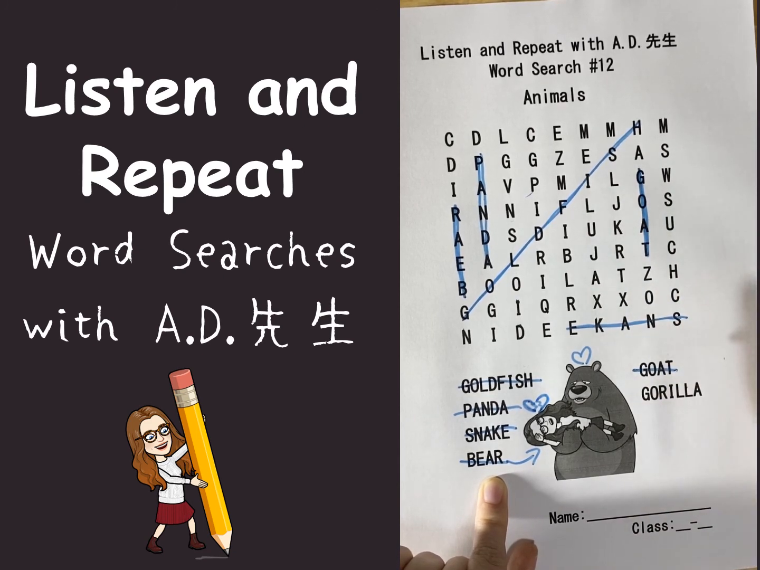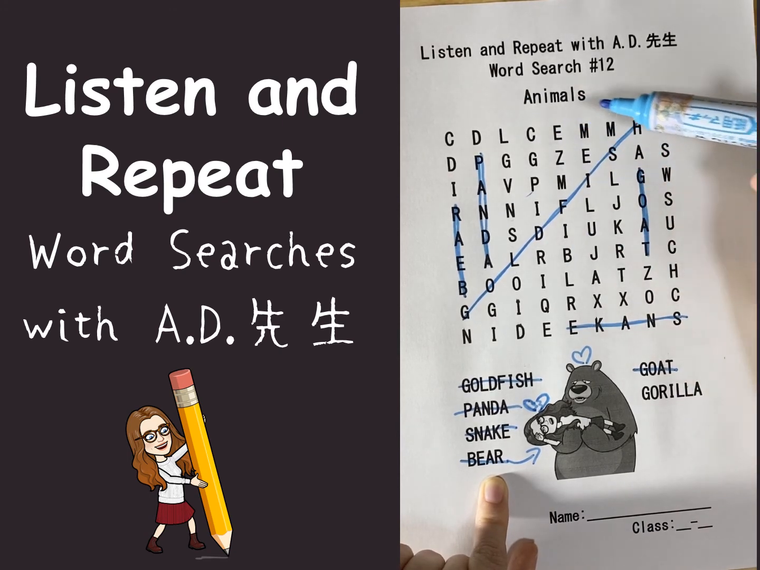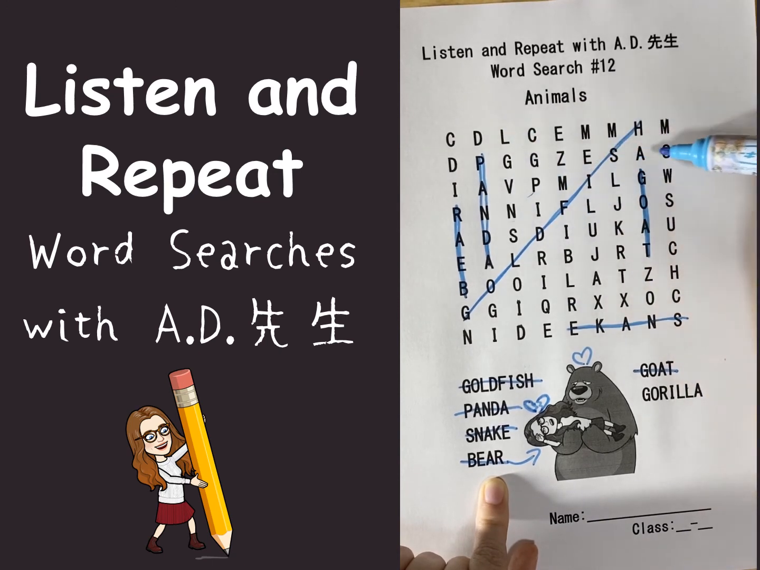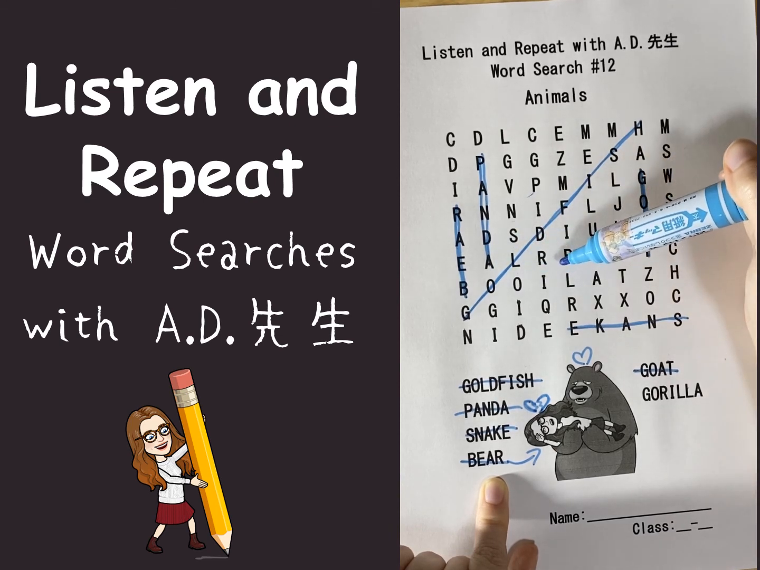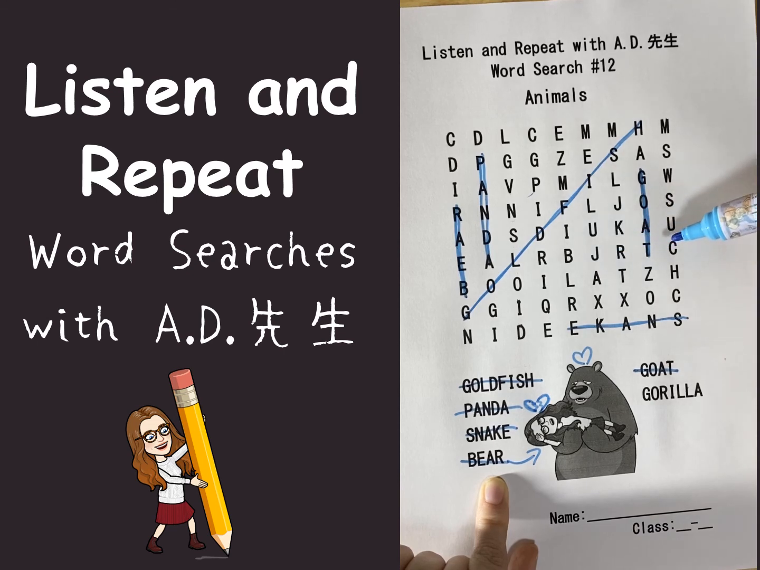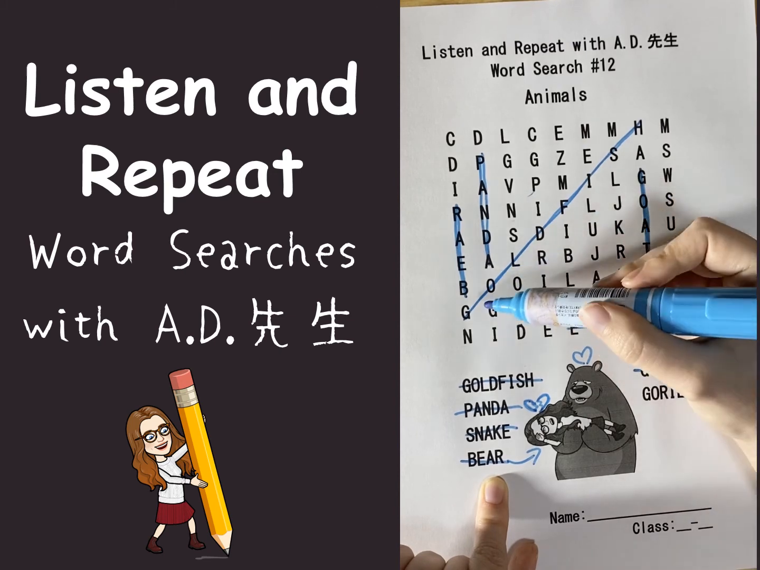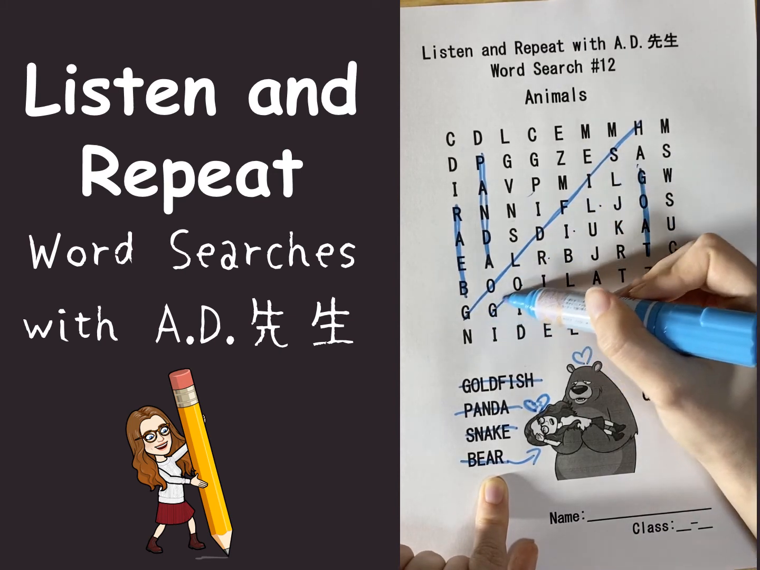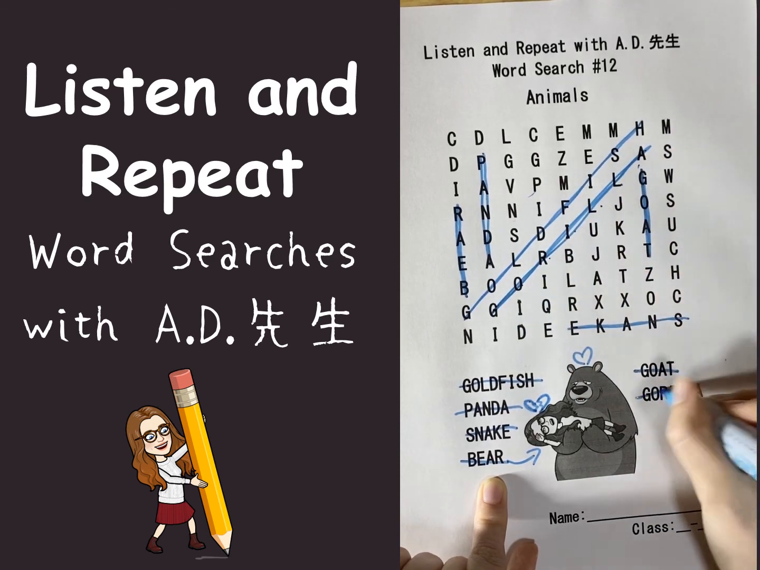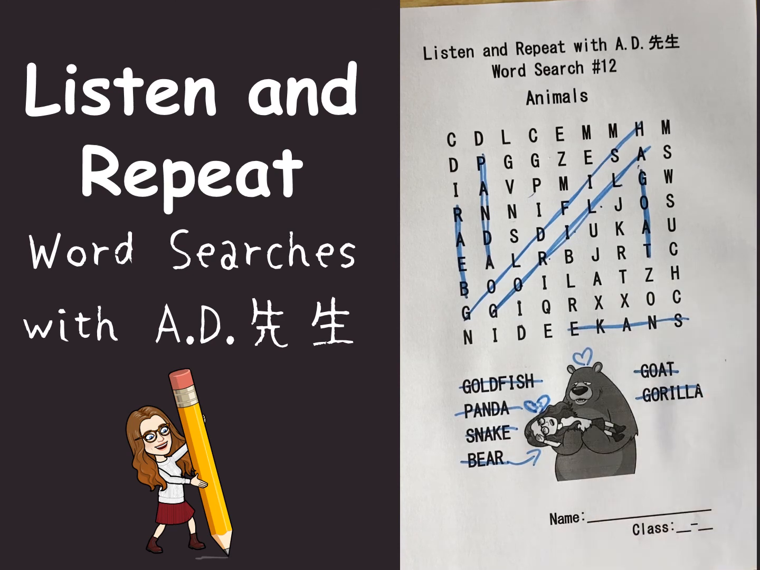And the last one, gorilla. Gorilla also starts with a G. So let's see. G says g. No O. Where is another G? Wait a minute. It's right next to goldfish. G-O-R-I-L-L-A. Gorilla. Okay, everyone, were you able to find all of these?